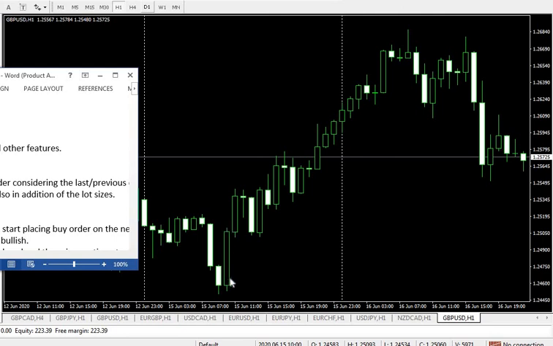The close is higher than the open, making it a bullish candle. So in this case, if the EA is on here at the opening of this candle, the EA should start placing a buy order. Once you place a buy order and the price continues to go up, after every 10 pips you should place another order on the same lot size.